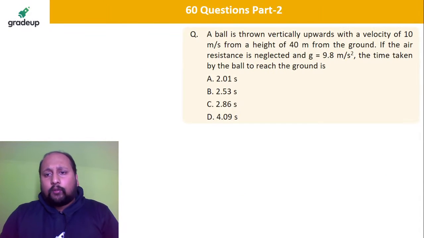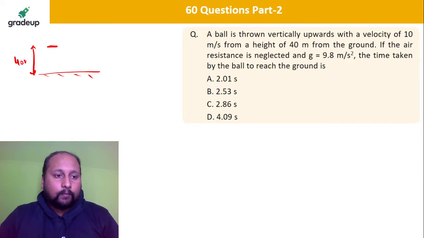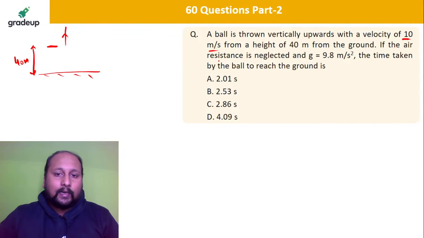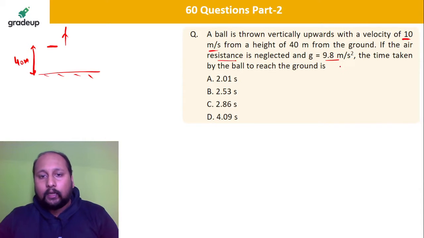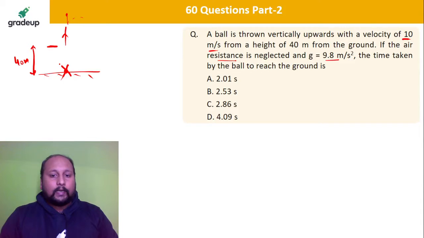A ball is thrown vertically upwards with a velocity of 10 meter per second from a height of 40 meter from the ground. So basically this is the ground, you are standing 40 meter above the ground and throwing a ball vertically upwards with an initial velocity of 10 meter per second. Air resistance is neglected. g is taken as 9.8. What is the time taken by the ball to reach the ground? That means from this point it will go up and then hit the ground. Tell me.